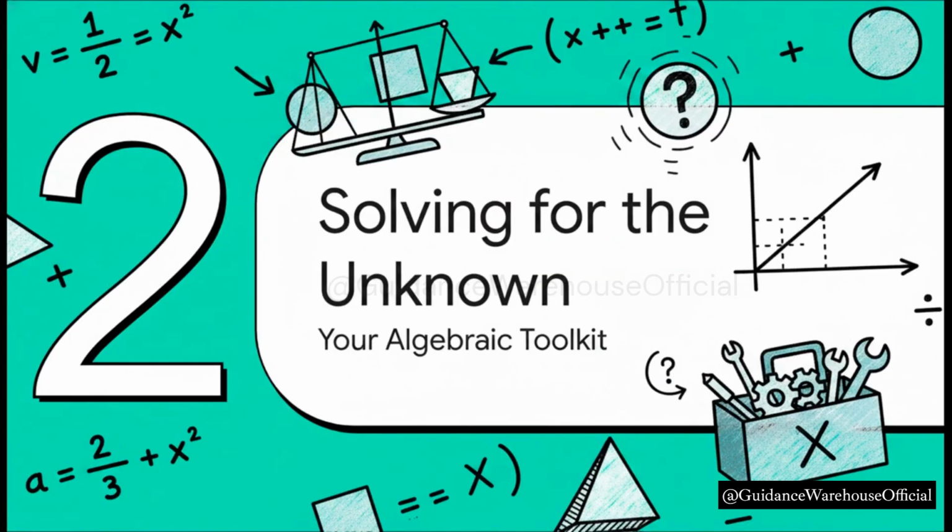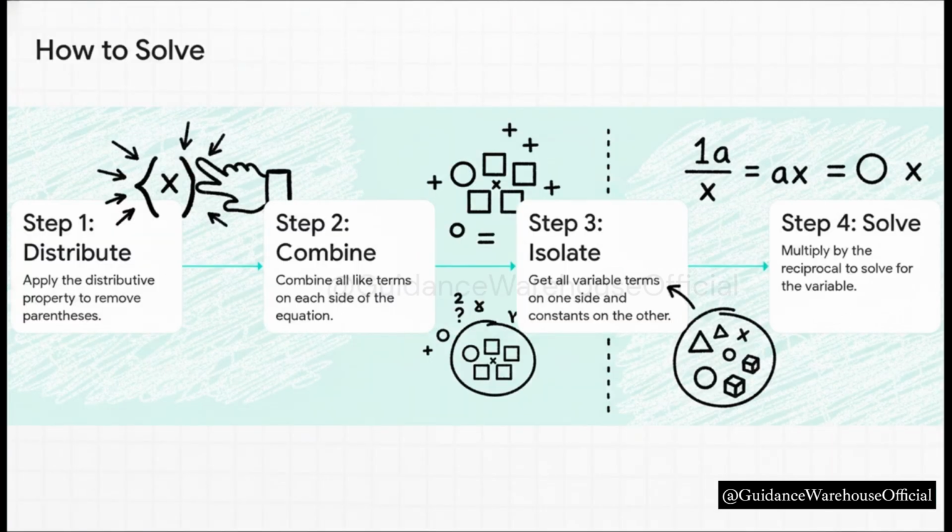All right, so we know what these things are. Now for the fun part. It's time to get our hands dirty, open up our algebraic toolkit, and figure out how to solve for that mysterious x. Solving a linear equation is a lot like a puzzle. There's really only one goal. Get x all by itself on one side of the equal sign. And this 4-step process, it's pretty much a foolproof way to get there.